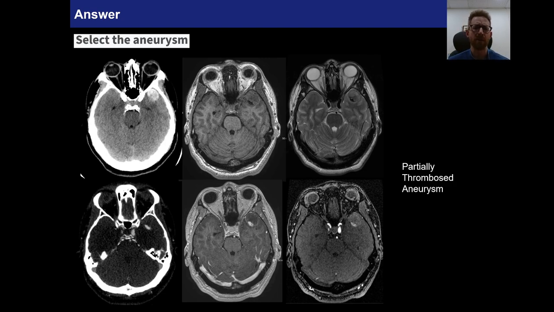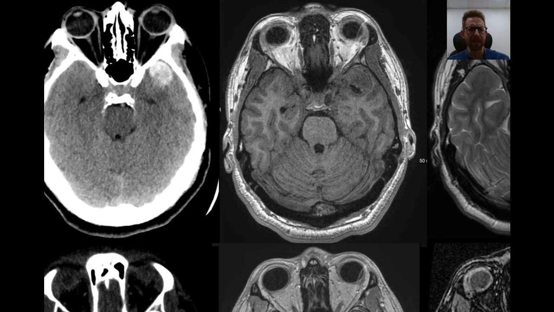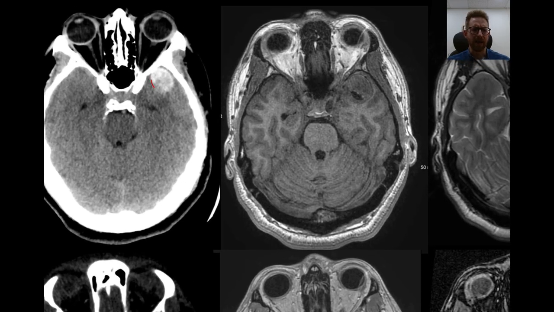This was a partially thrombosed aneurysm. So we have an axial CT in the arterial phase, T1 pre, T1 post, T2 spin echo, and a time of flight MRA. On the non-contrast CT, we see this lobulated, ovoid hyperdensity centered in the left anterior temporal lobe.